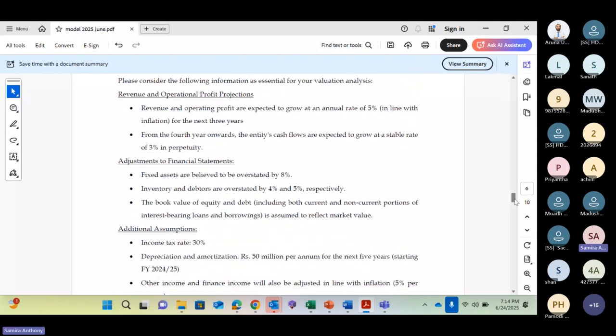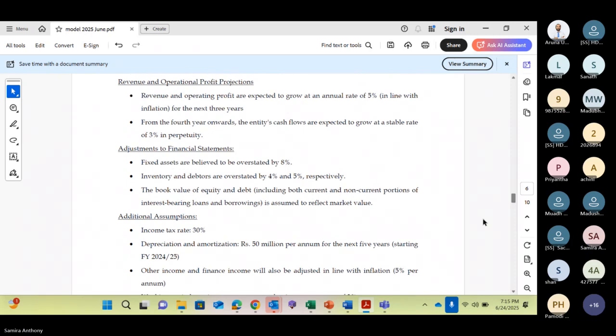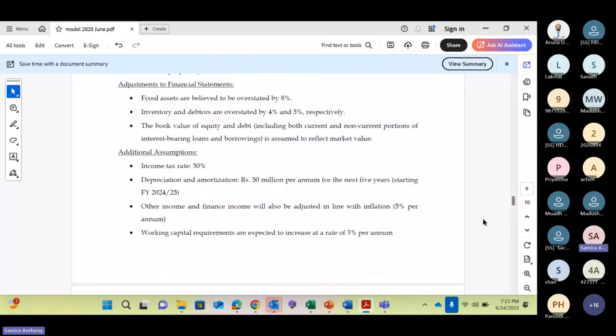Adjustments to financial statements. Fixed assets are believed to be overstated by 8%. Inventory and debtors are overstated by 4% and 5% respectively. The book value of equity and debt, including both current and non-current portions of interest-bearing loans and borrowings, is assumed to reflect market value. Additional assumptions: income tax rate 30%, depreciation and amortization 50 million per annum for the next 5 years, starting from 24/5. Other income and finance income will also be adjusted in line with inflation.